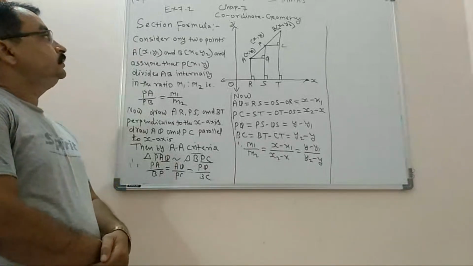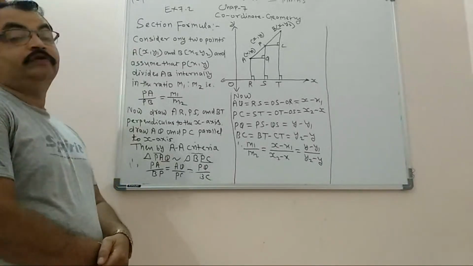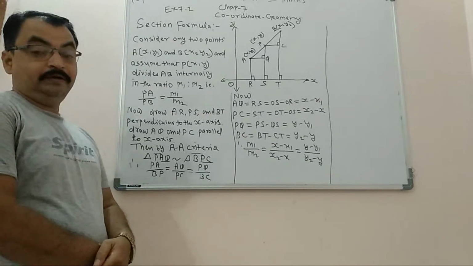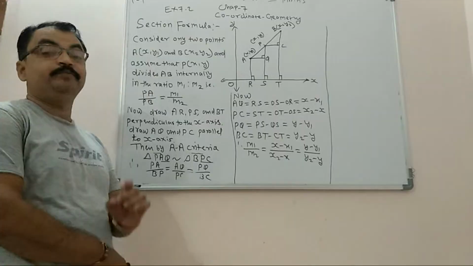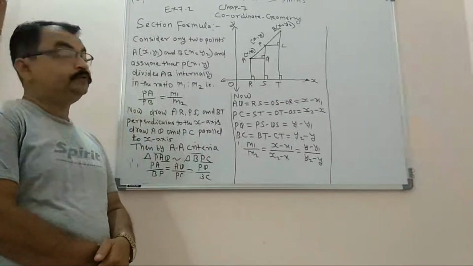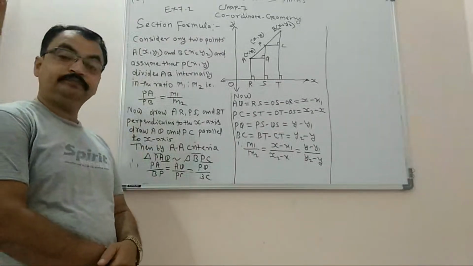Today I am going to start the section formula, which is required for exercise 7.2, of course in coordinate geometry.